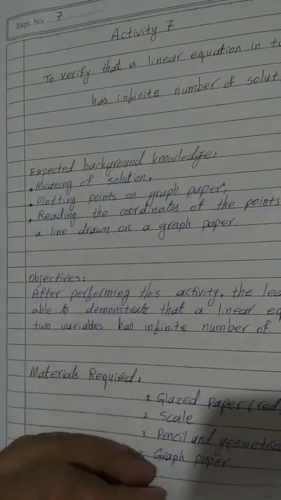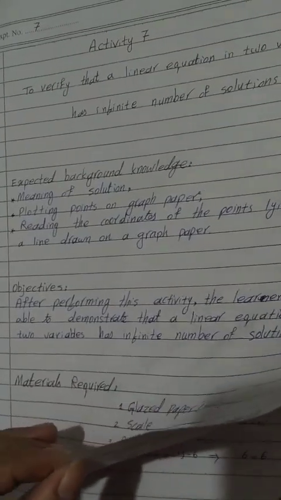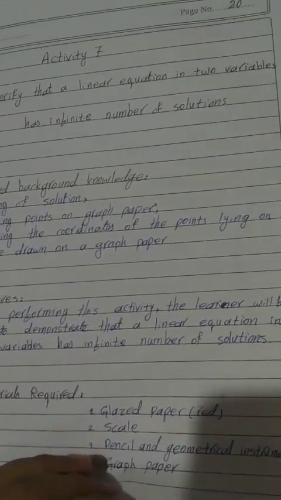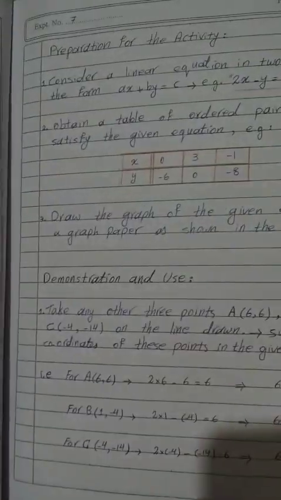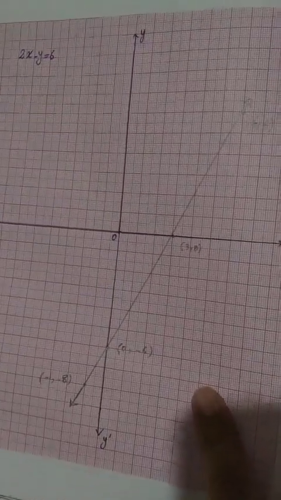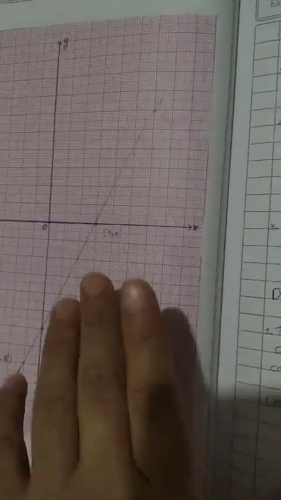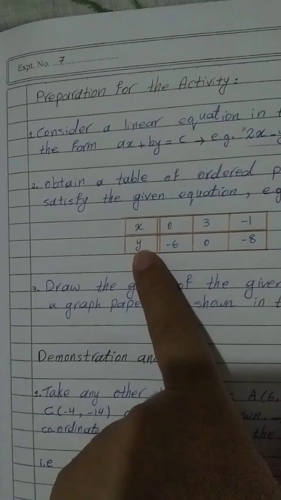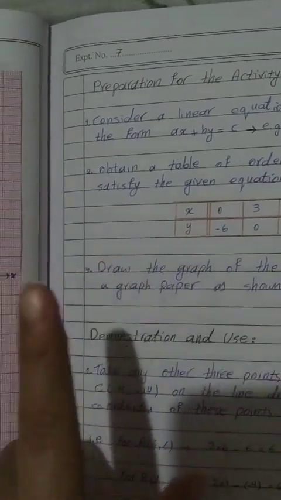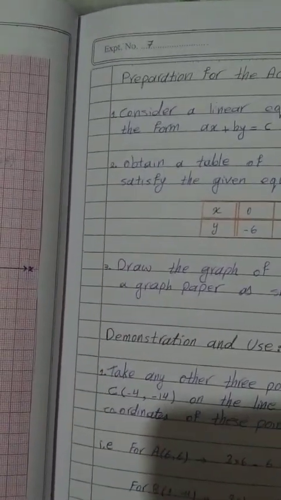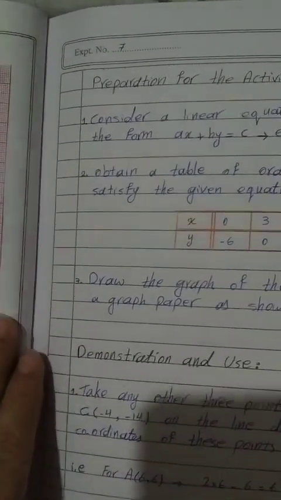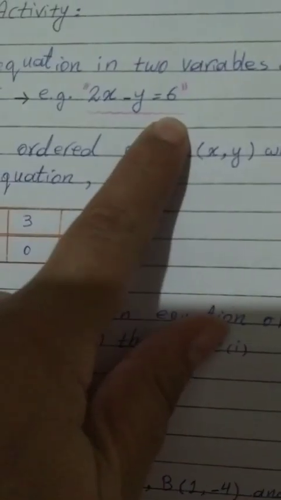Then activity number 7 is about linear equation in two variables. Okay, now here, look here, you need this paper. This is graph paper. Once they give you one formula which you saw in algebra, there comes x and y. This x and y means any number, okay? See, for example, look at this formula, 2x minus y is 6.